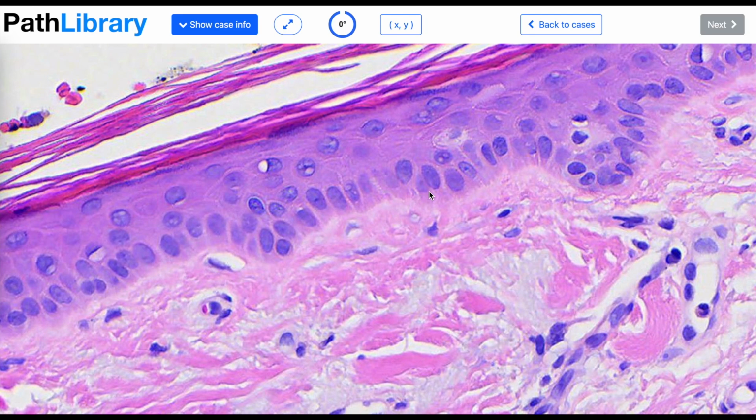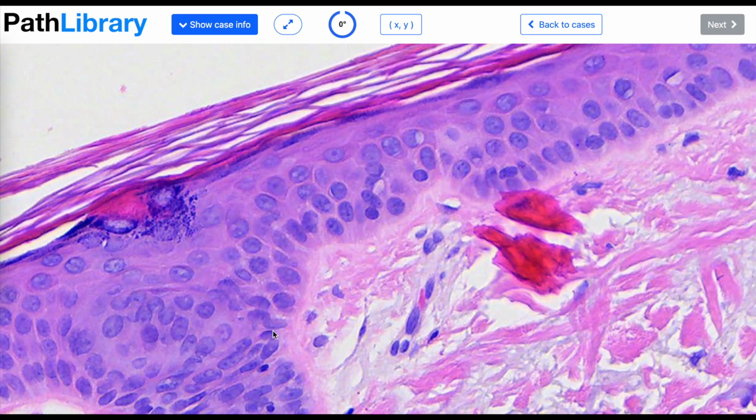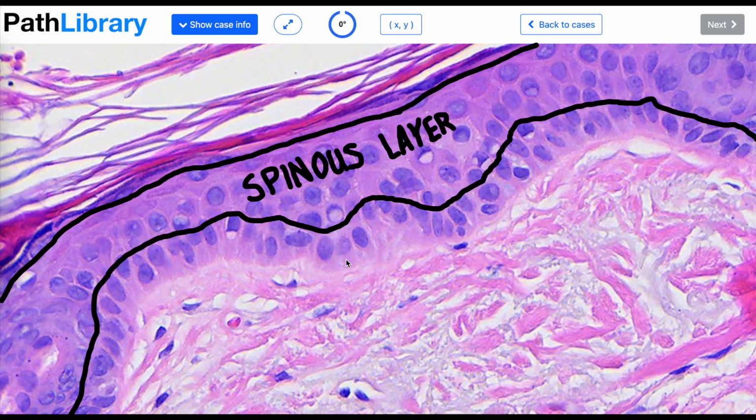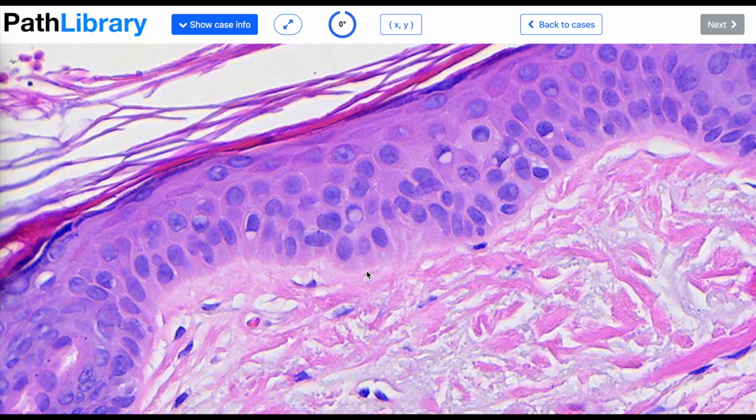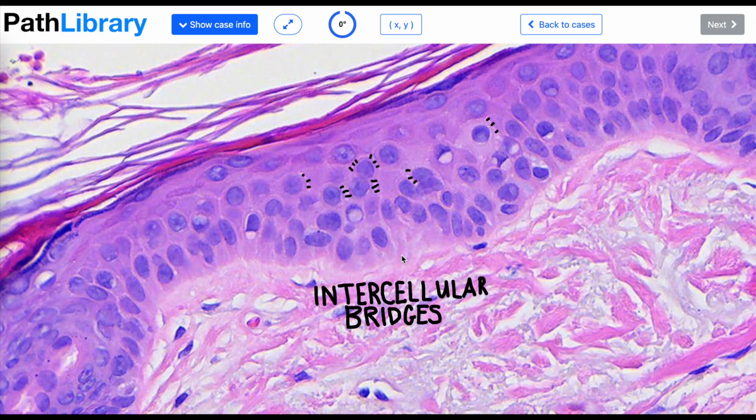These cells over time will mature and go upwards and become the spinous layer or the stratum spinosum. The keratinocytes of the stratum spinosum are polygonal in shape. They're sort of hexagonal or maybe pentagons. They're connected by these thin eosinophilic strands known as intercellular bridges. Intercellular bridges contain desmosomes, which anchor keratinocytes to one another.